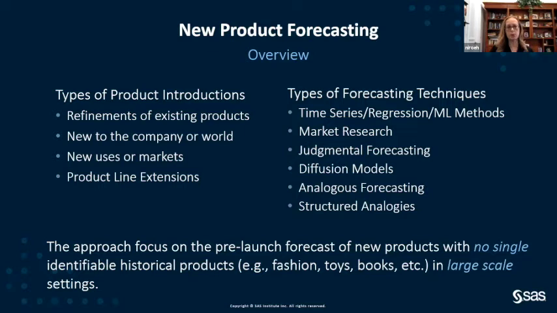Refinements to existing products. Then, on the opposite scale, you have the new to the company or new to the world type of products. We just experienced that with the COVID vaccines. How can you forecast that?